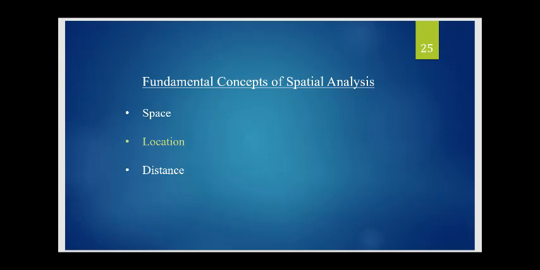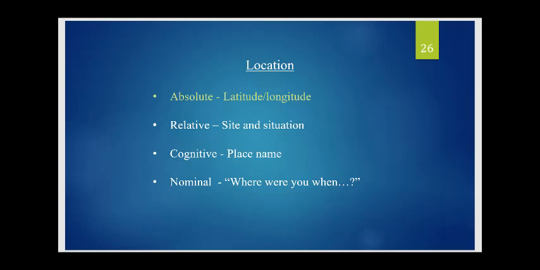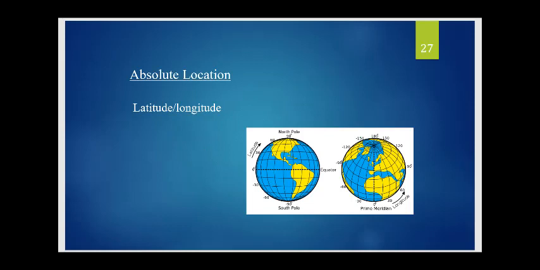Now we will discuss the fundamental concept of location. Locations can be described in four ways: absolute, relative, cognitive, and nominal. Let's start with absolute location. Absolute location is considered an unambiguous descriptor of the location, typically expressed as a coordinate such as latitude and longitude. And absolute locations cannot be confused with any other locations on Earth.